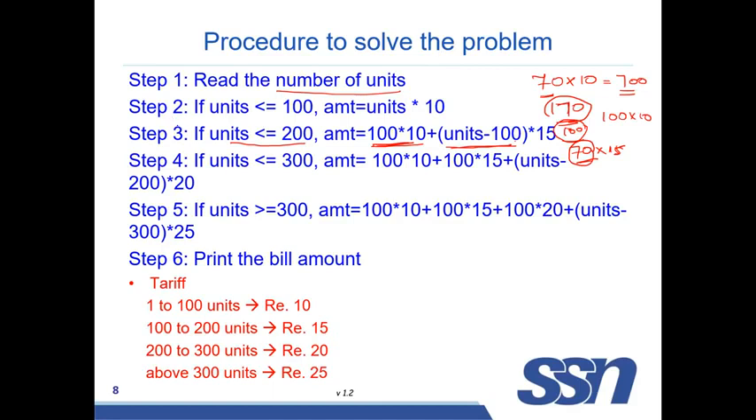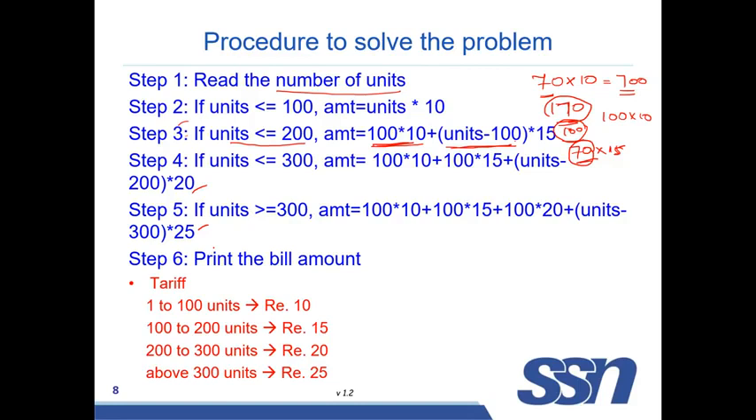You can write for every other tariff also. So you have step 2, step 3. For the other tariff 200 to 300, we have step 4, and for the remaining step 5, and finally we will be printing the bill amount. Okay, so this is the procedure to solve the problem. To solve the problem, in the sense, we have to calculate the bill amount. That is the output that we want. Okay, we have written a procedure for this.